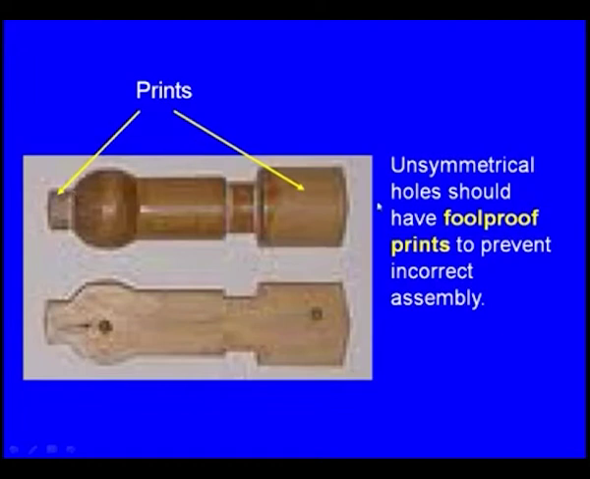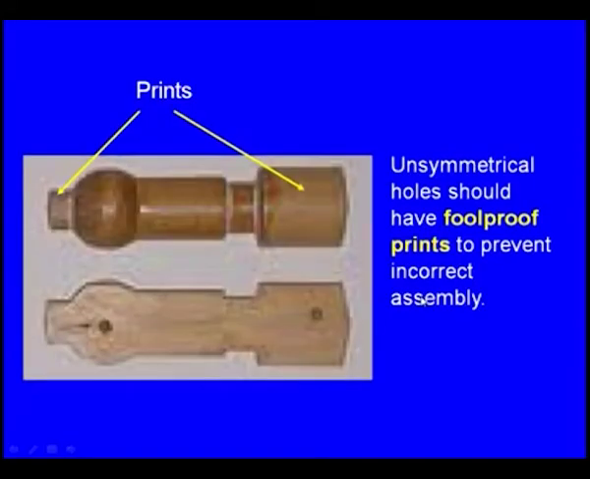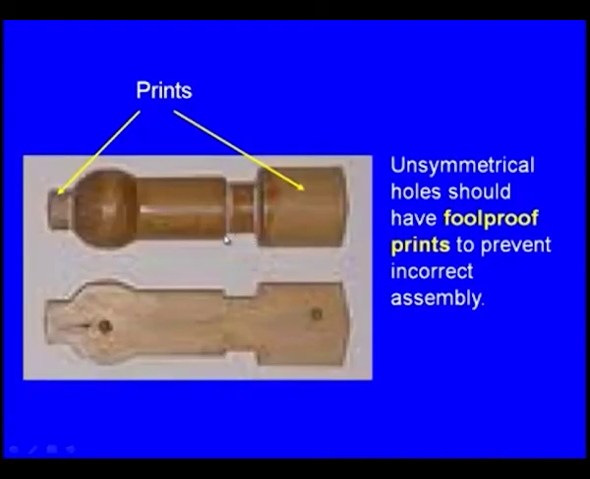Next, unsymmetrical holes should have foolproof prints to prevent incorrect assembly. Now, let us see a case. So, this is the core. See, the core cavity is actually from this portion to this portion, and it ends here. Only this much is the core portion, and certainly it needs core prints on both sides for supporting the core.